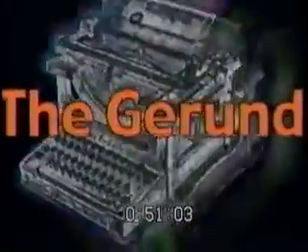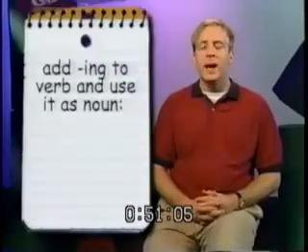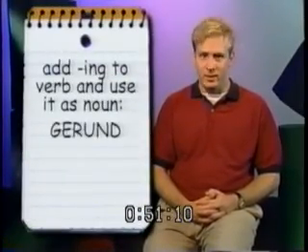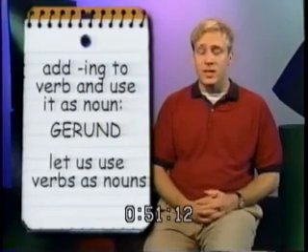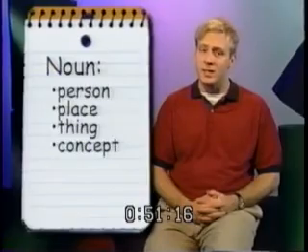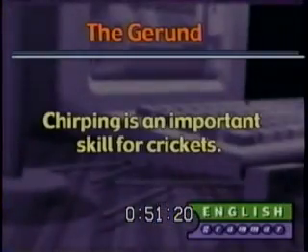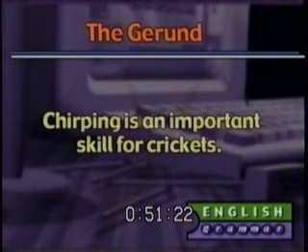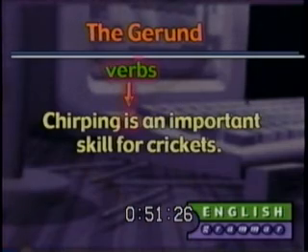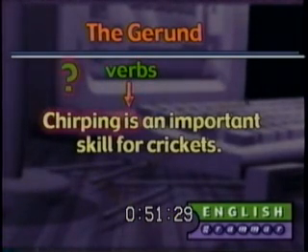The gerund. When we add ing to a verb and use it as a noun, we call it a gerund. Gerunds let us use verbs as if they were nouns. Remember that a noun is a person, place, thing, or concept. Now, take a look at this sentence. Chirping is an important skill for crickets. Now, let's figure out which words in the sentence are verbs. Well, we know is a verb, and chirping looks like a verb too.